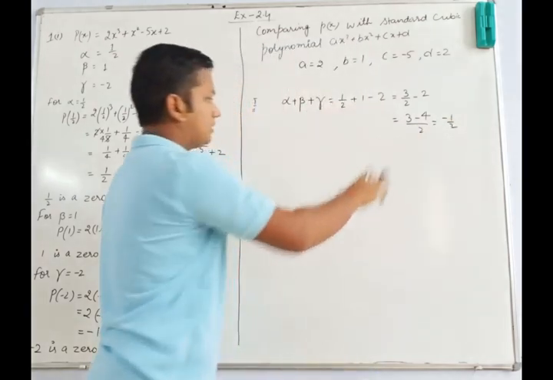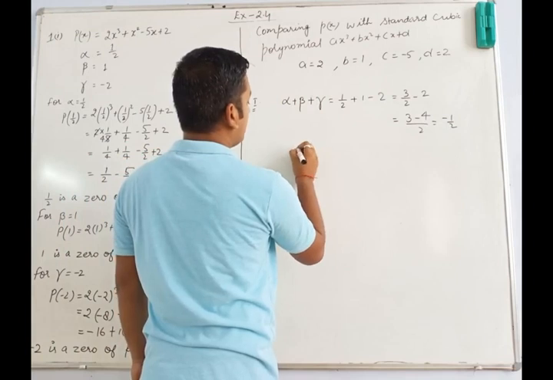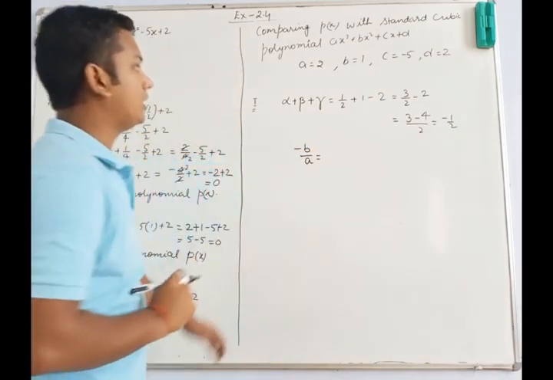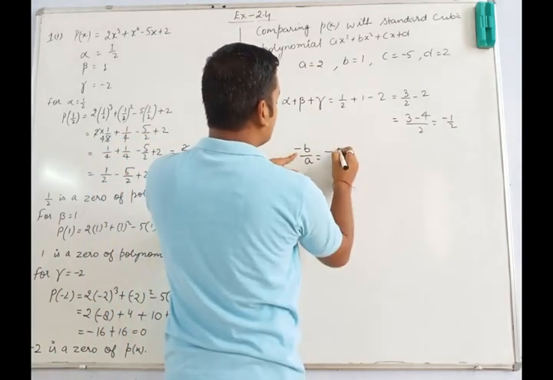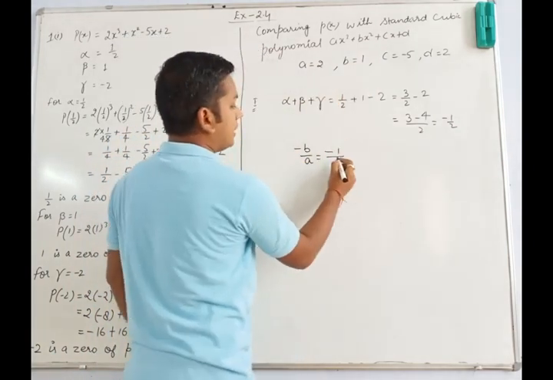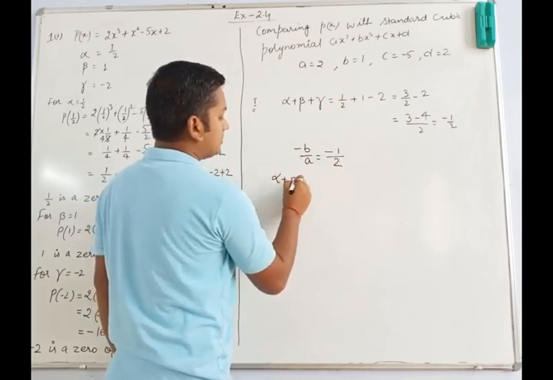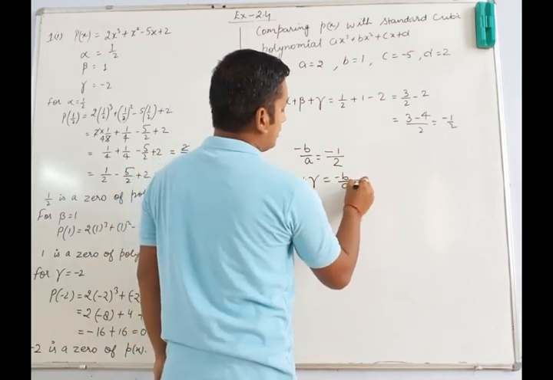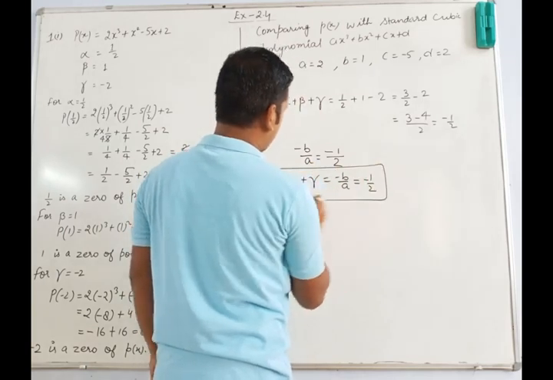So alpha plus beta plus gamma, you are getting minus half, and minus b upon a, because the sum of zeros is always minus b upon a. The value of b is what? 1. The value of a is what? 2. So you are getting the same result, so you can say alpha plus beta plus gamma equals minus b upon a equals minus half. So the first relationship is verified.